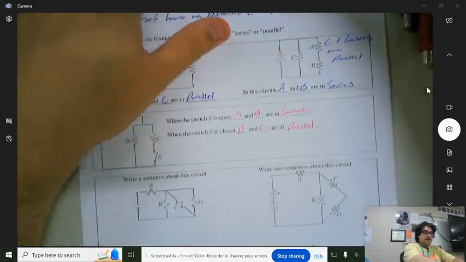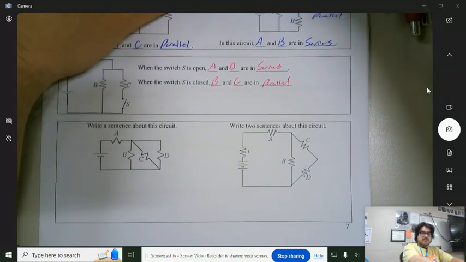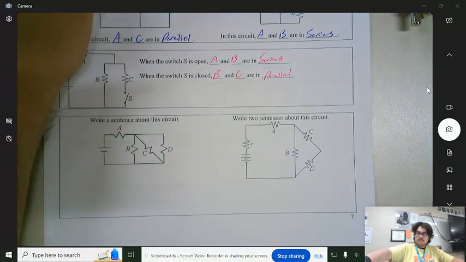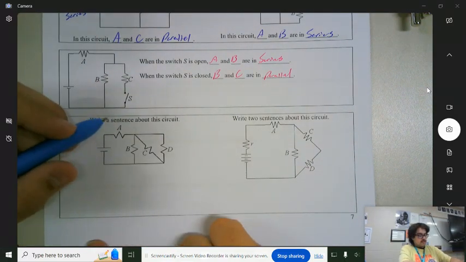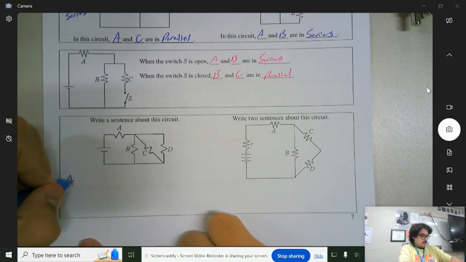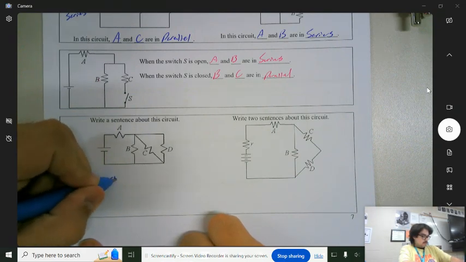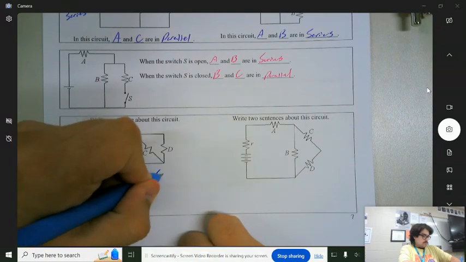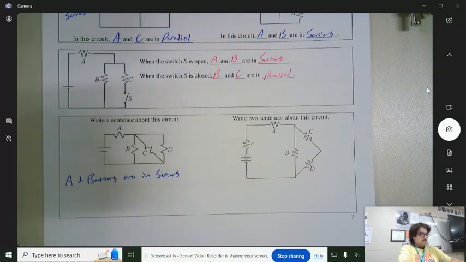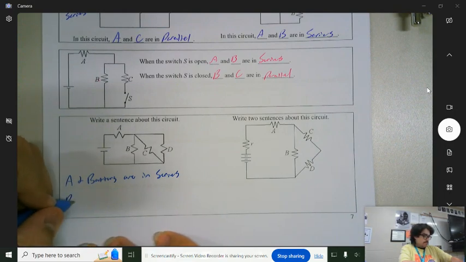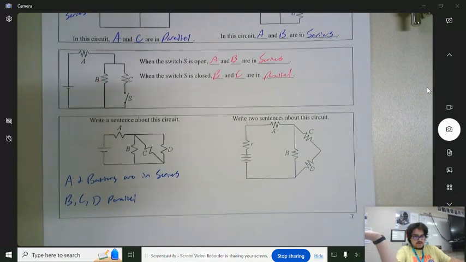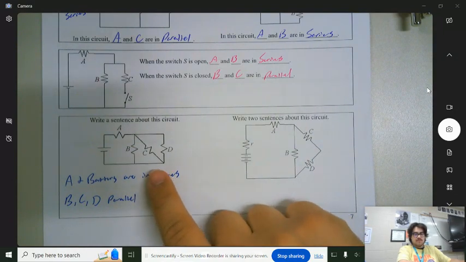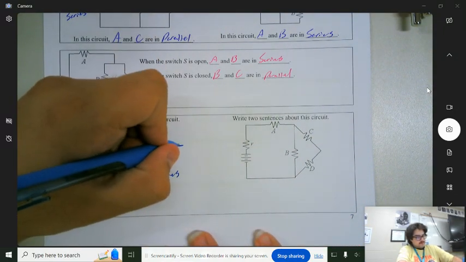And then the final part here, down here on this page, is just describing the circuit, right? The circuit on the left here, there's a series connection between the battery and A. A and the battery are in series. Meanwhile, B, C, and D are parallel. Why are they in parallel? You're looking at me like, wait, that doesn't make any sense because C is diagonal, right? This is just another way of representing a circuit that might look like this.